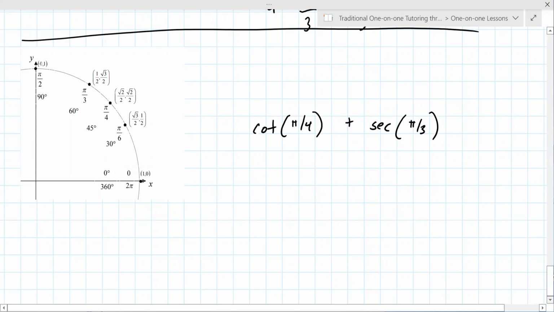How are you doing on this one? So for tangent, I got 1, but how do you write the reciprocal of that? I'm kind of blanking.